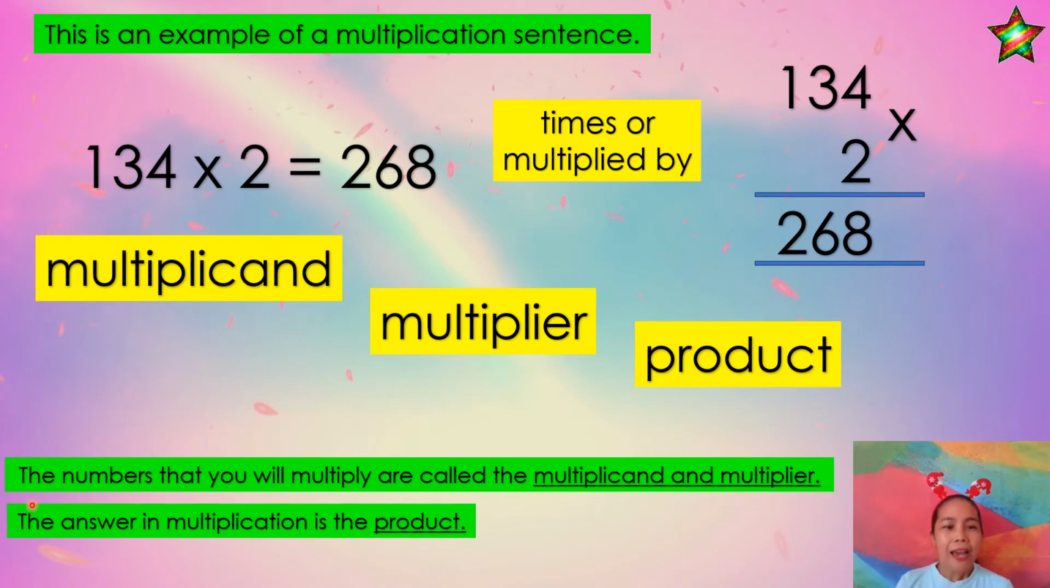Let's read this. The numbers that you will multiply are called the multiplicand and multiplier. These two numbers, multiplicand and multiplier. The answer in multiplication is the product. This one. All right, super easy. Okay.